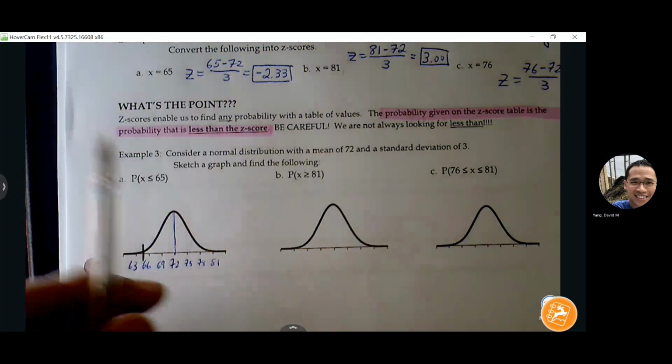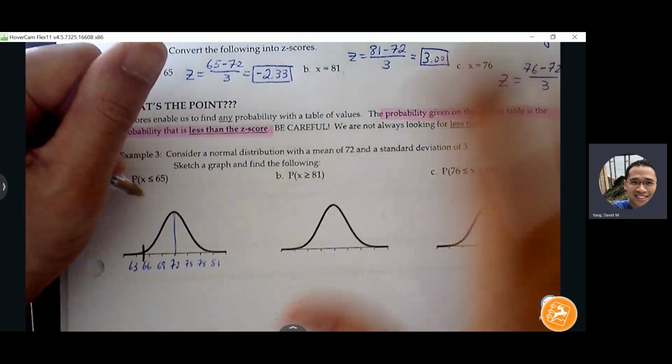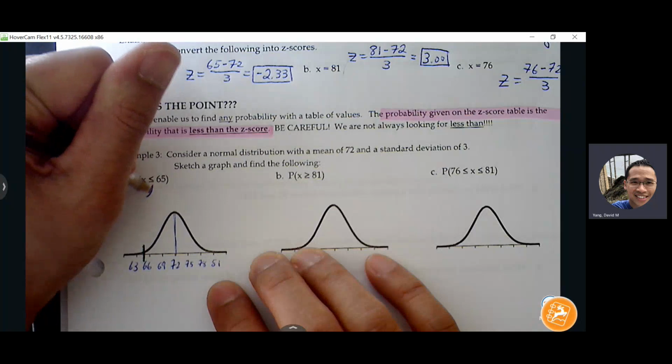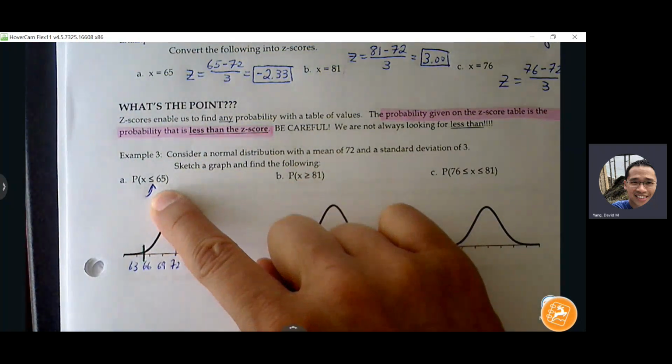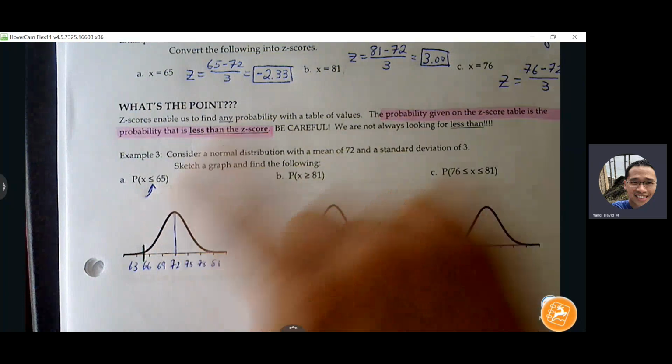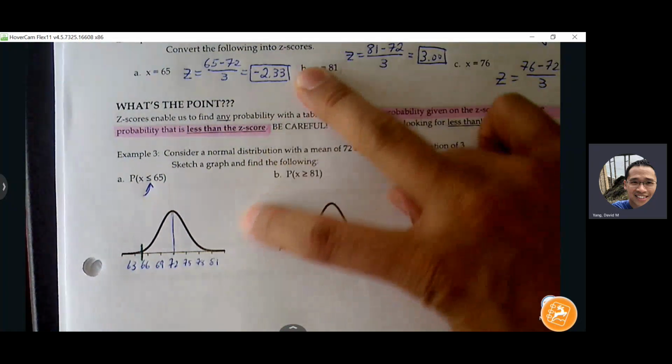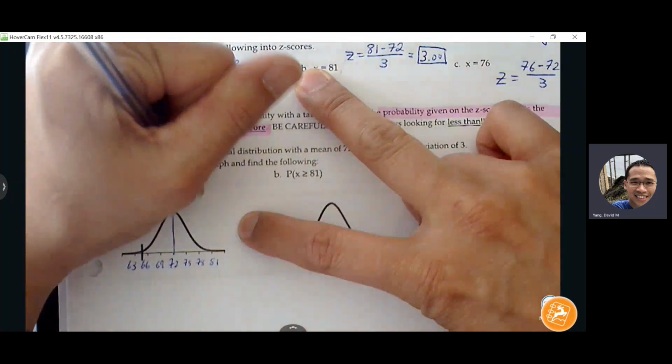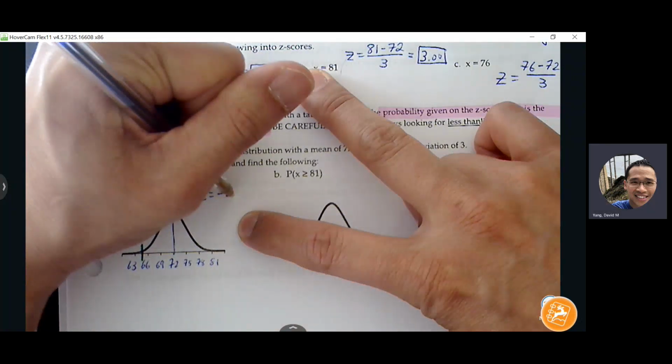And the nice thing is that whatever we get from a z-score table is going to match what we're looking for, because this is also asking for less than. So we know the z-score for 65 is -2.33. I can carry that down. We already did the work for that.